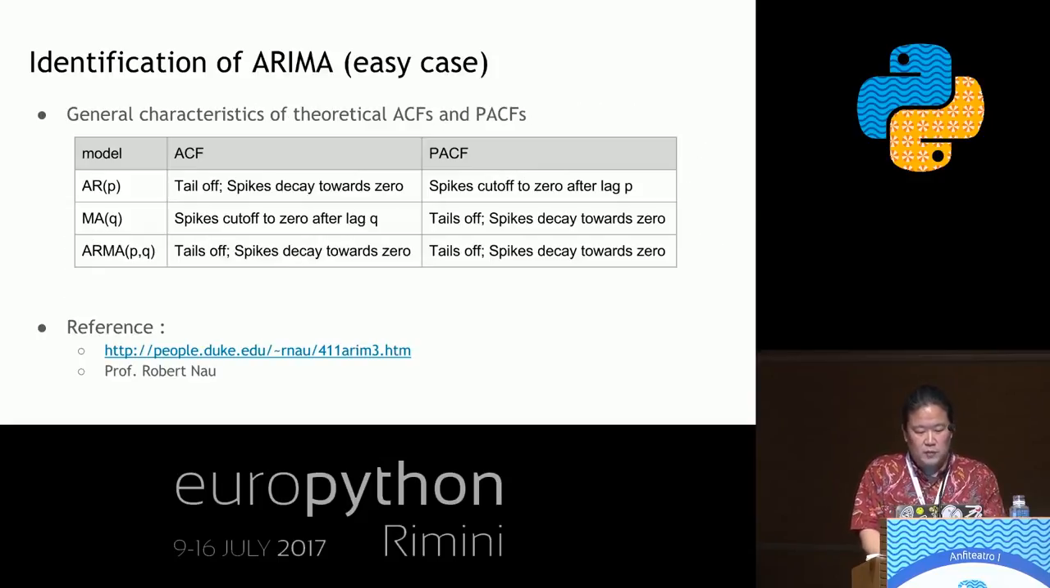And sometimes plotting the ACF and PACF gives us a hint for selecting ARIMA parameters. This is a simplified guideline for selecting P and Q by plotting ACF and PACF. Also, in the reference, there is a guide which is more precise. This one, I gave you the super summarized version, but there is a long story. I recommend you read it if you want to study ARIMA further.